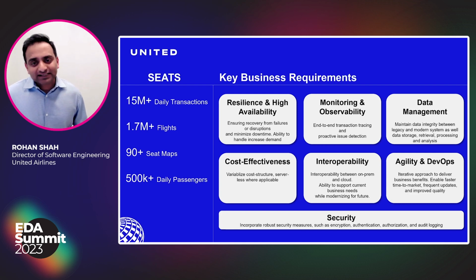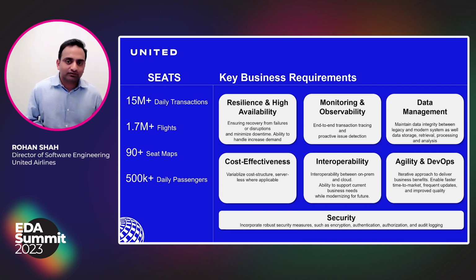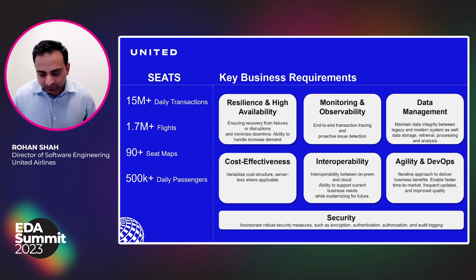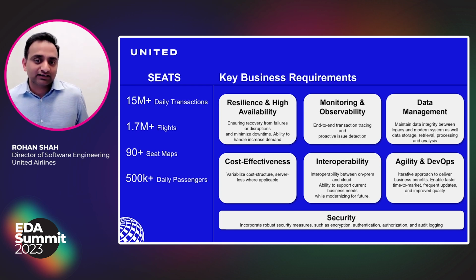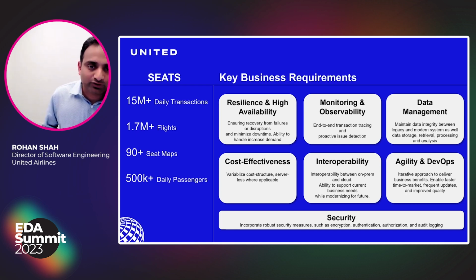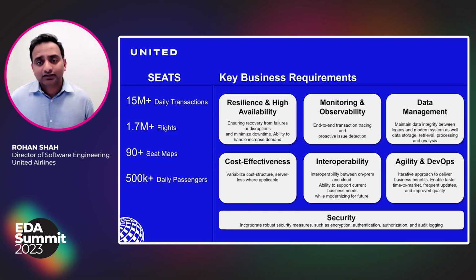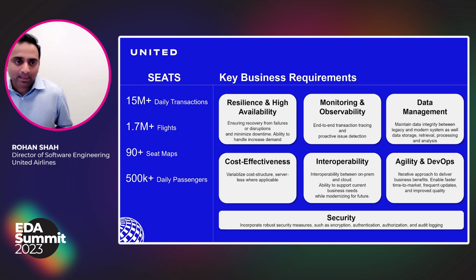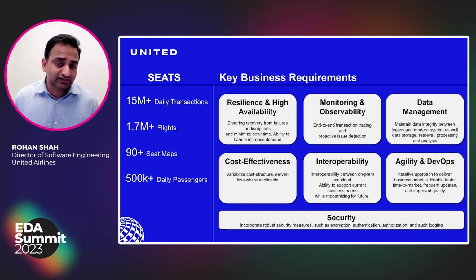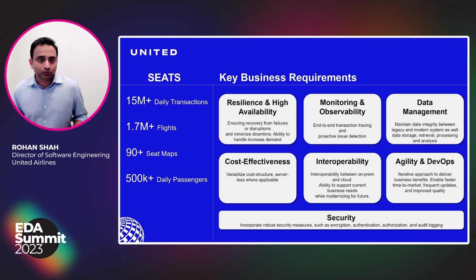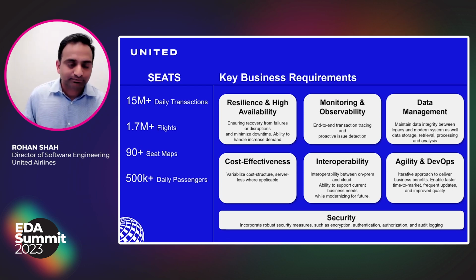Now, on the right side, it talks about the key business requirement. And as I explained earlier, seats is very complex and it kind of drives our NPS score. That means we want to make sure that our systems are always available for our customers to make changes, and that requires high resiliency. We should be able to fail over from one region to another with no downtime.